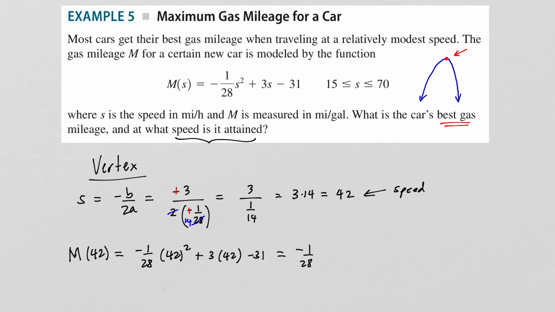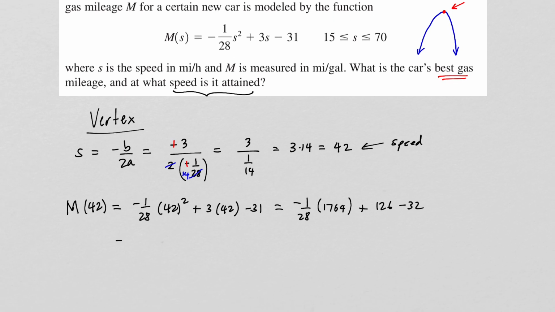So negative 1 over 28 times 1,764 plus 3 times 42 is 126, and then minus 31. Continuing here, we have 1,764. We're going to multiply that by negative 1 over 28. And when you do that, you're going to get negative 63 plus 126 minus 32.